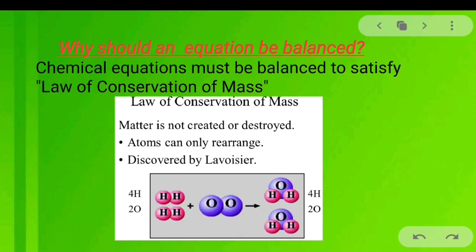Now, let us know why should an equation be balanced. Chemical equations must be balanced to satisfy the law of conservation of mass. The law of conservation of mass is given by Lavoisier. According to this law, matter is not created or destroyed, and we know that matter is made up of tiny particles called atoms. Hence, we cannot create an atom and we cannot destroy the atoms. So, the atoms can only rearrange in a chemical reaction.